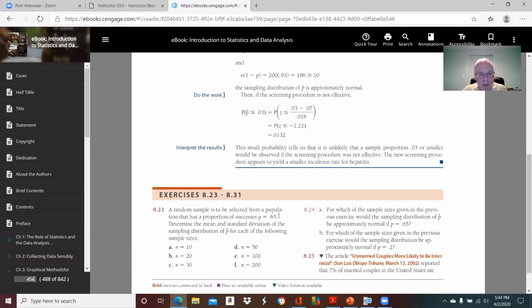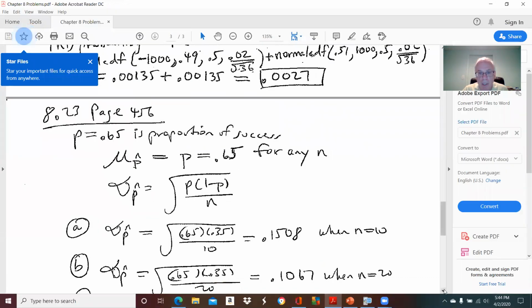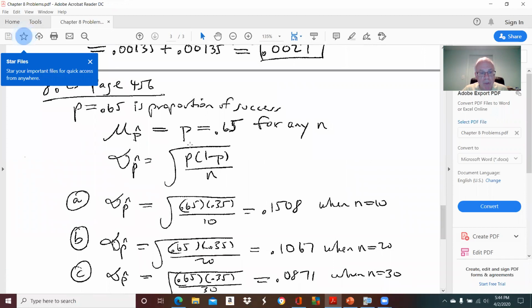Well, the mean in each case is going to be 0.65, because it's equal to the population proportion. The standard deviation, however, would be different. It will be determined by using this formula, the square root of p times 1 minus p divided by n. For example, when n is 10, we would multiply 0.65 times 0.35, which is 1 minus p, divided by 10. Take the square root of all of that, you get 0.1508. Do the same for 20. Just replace the n with 20. You get a smaller standard deviation. Replace the n with 30. You get an even smaller standard deviation.